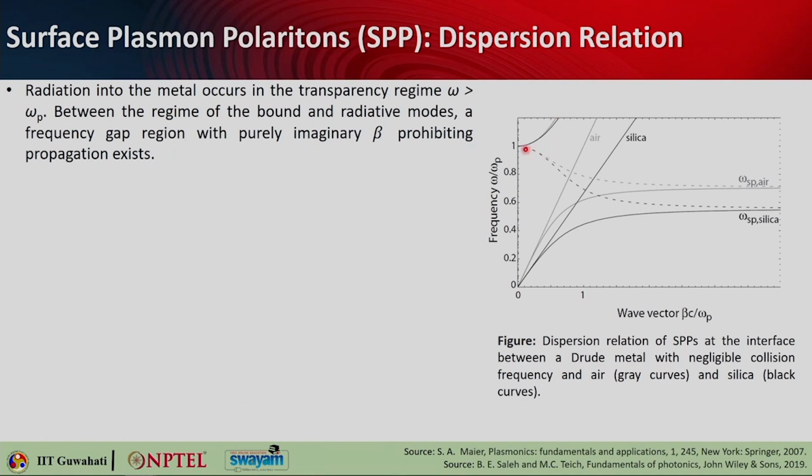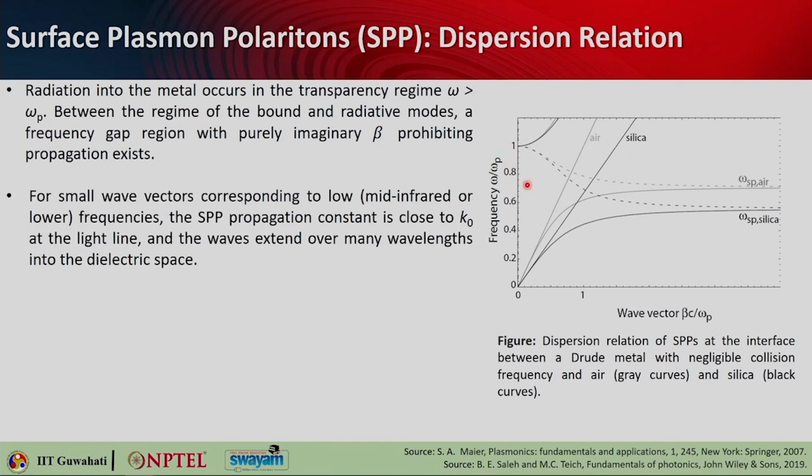Now, between this region and the bound modes, these being the two bound SPP modes, there is a region like this. You see here no solid lines are possible, and what is only possible here is purely imaginary beta. Imaginary beta does not allow propagation, right. So, there is a frequency gap region, where you are not able to excite any mode.